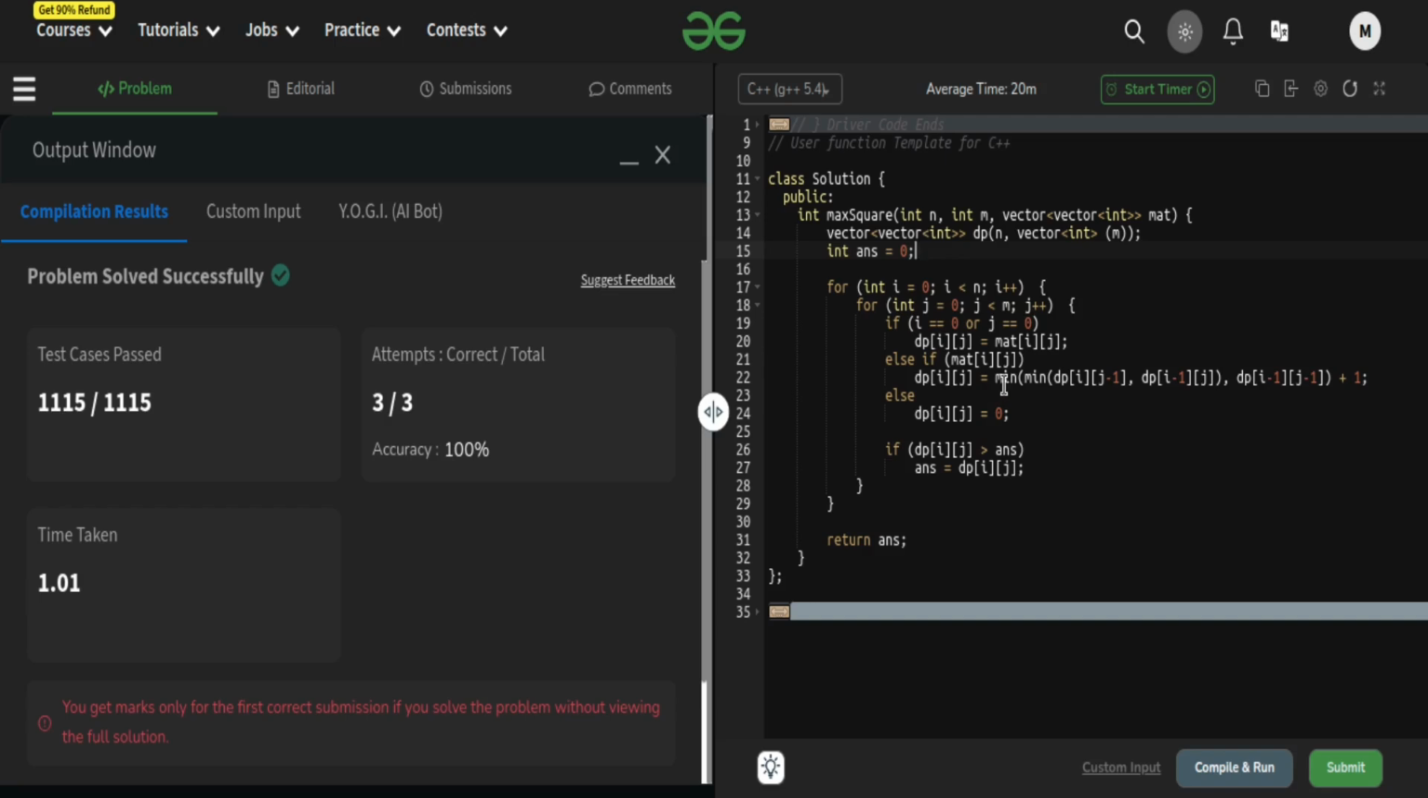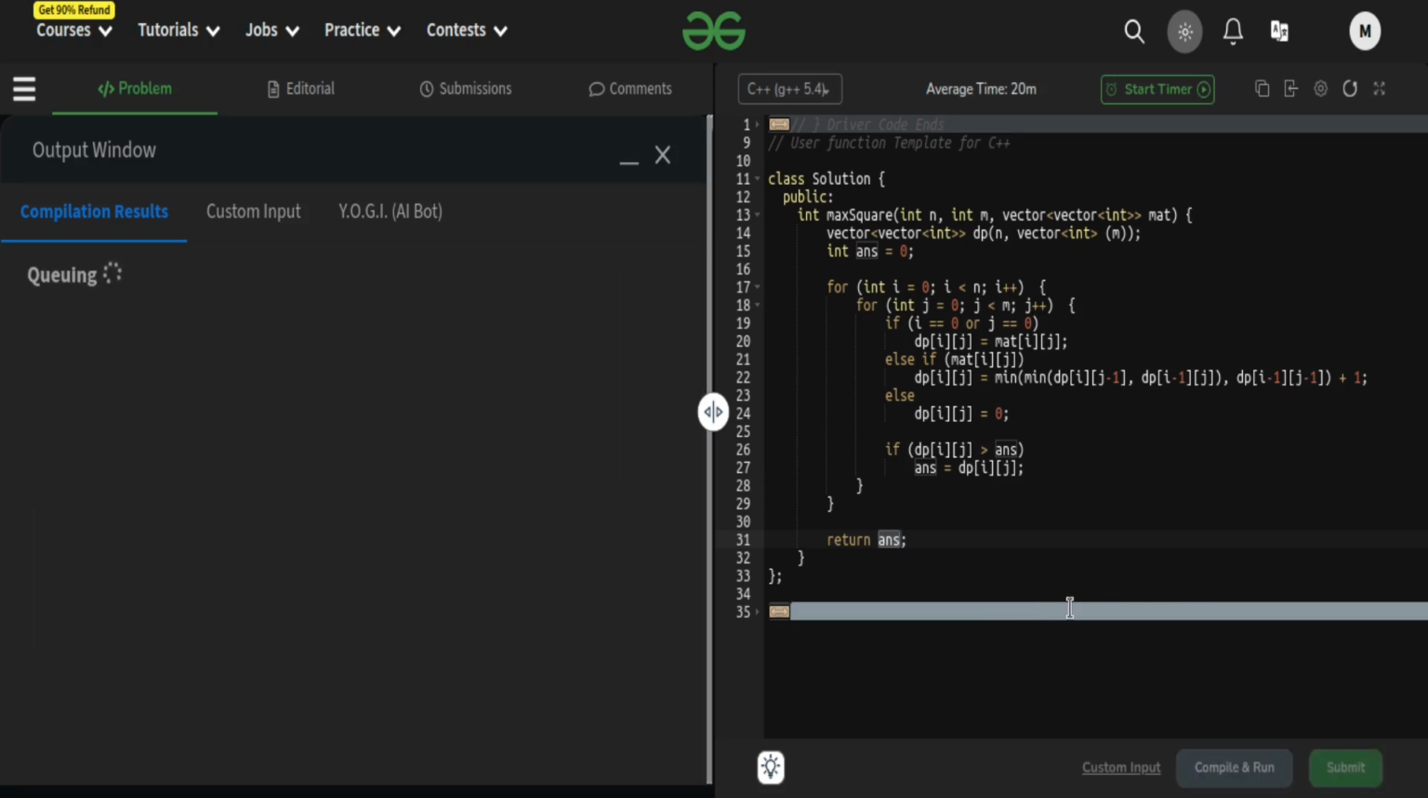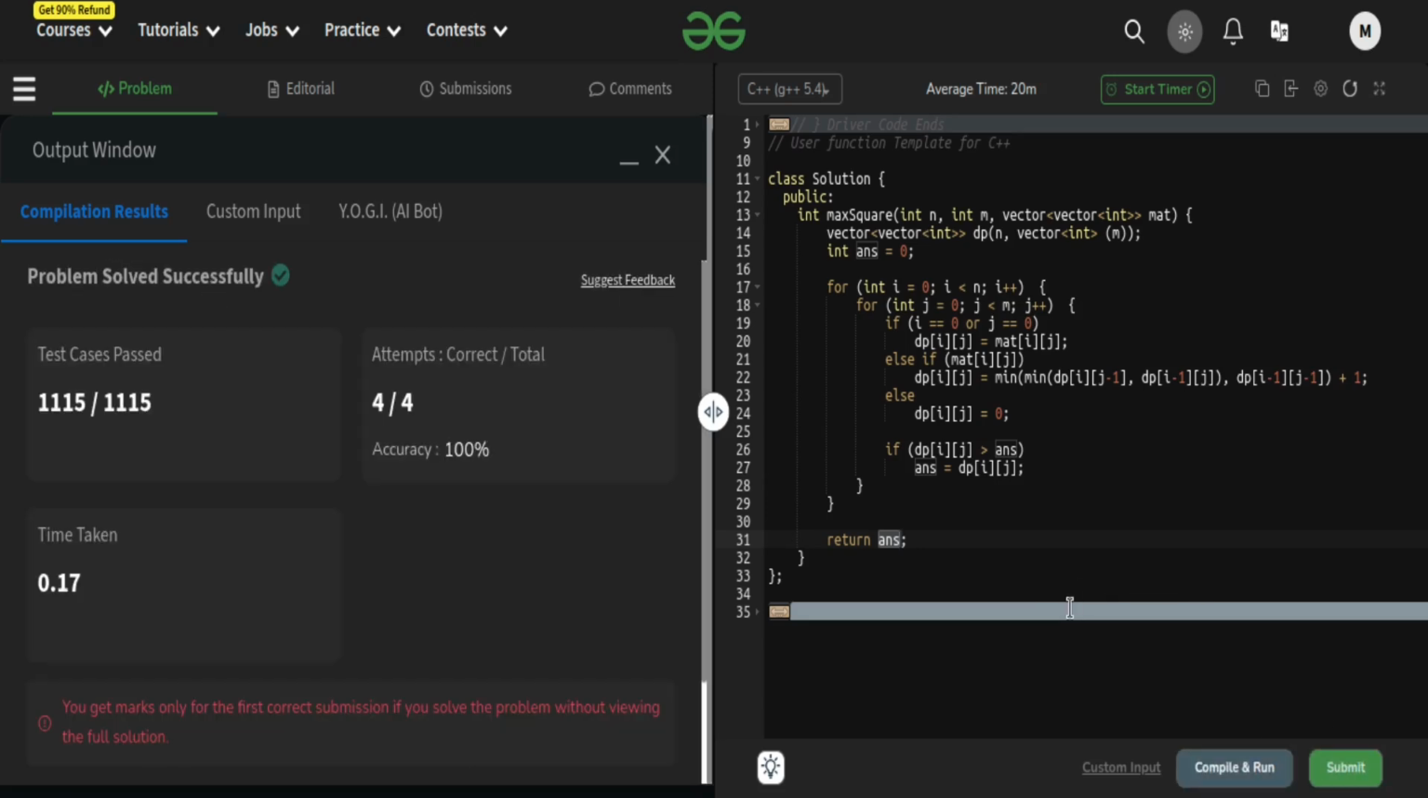If mat of i comma j equals 0, then dp of i comma j will be equal to 0. Then we are computing the maximum value in dp i comma j, and towards the end we are returning our answer. So that's the C++ implementation. Now let us submit our solution. So our C++ implementation also got accepted.